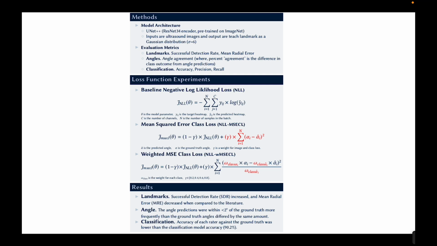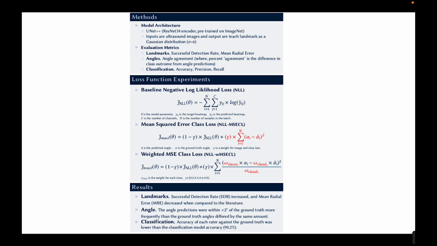Multiple loss functions were adapted to add the final classification to the loss. The baseline loss function was negative log likelihood loss, using an image alone method. To aid the model in learning the effect of the landmark on the classification, we added a class loss to the loss function. Highlighted on the right-hand side of the poster in red is the mean squared error added to the loss function, and finally, a weighted class loss.